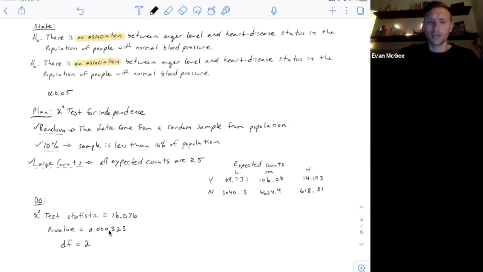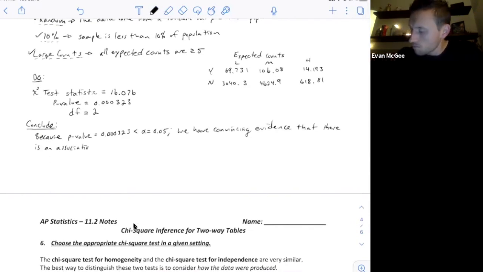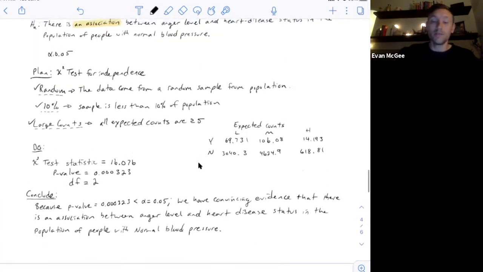And I can use this now to draw my conclusion about the test. In conclusion, since our p-value is less than our alpha level, we have convincing evidence that there is an association between anger level and heart disease status in the population of people with normal blood pressure. So this is just a reminder that when your calculator tells you your p-value is, like it did for me, 3 point something, you need to make sure a p-value can't be greater than 1. A p-value is a probability, so it's a value between 0 and 1. So you need to make sure you've gotten your p-value written down correctly.